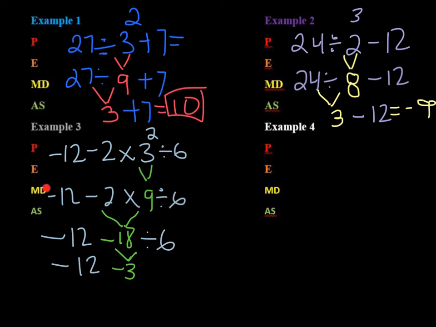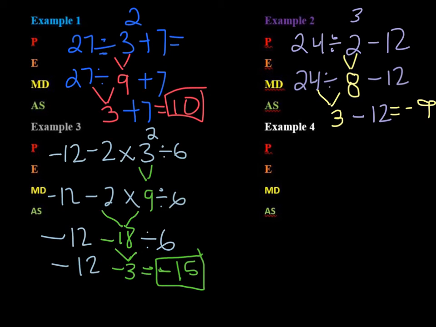So continue to check if there's any more multiplication or division, and there's not. All there is just a subtraction. So we know that negative 12 take away 3, same sign, so we are going to add. 12 plus 3 is 15, but they both have a negative, so we're going to keep the negative, same sign. So your answer is negative 15.